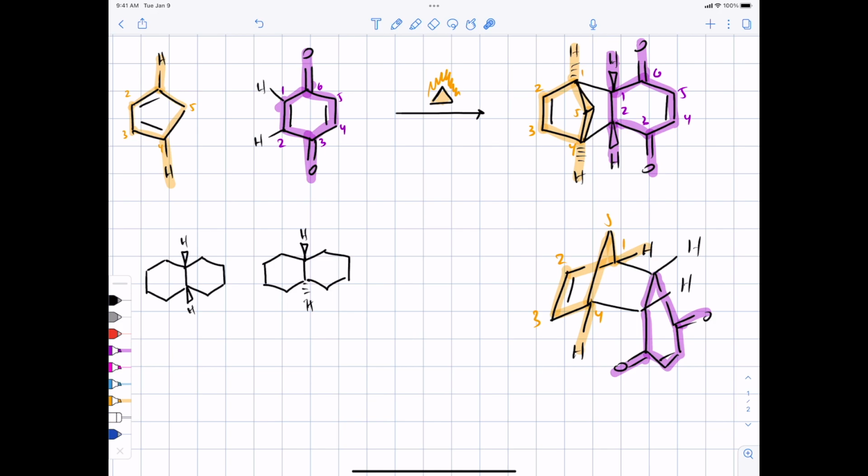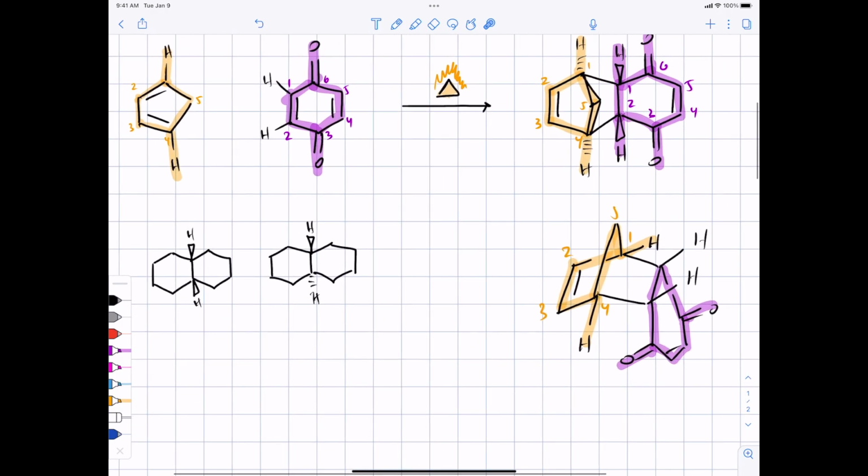All right, so that's where everything is. Now let's focus in on what bonds we made as part of this process. And I'm just going to look for bonds in the product that were not present in the starting material. So, for example, this pi bond in the product between 2 and 3, that wasn't present in the starting material. So that's one thing that had to change.